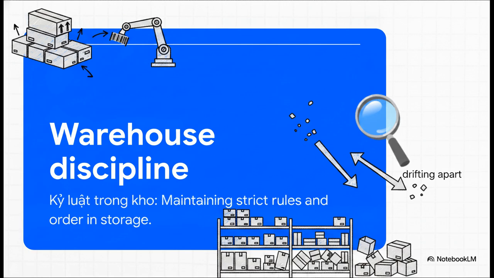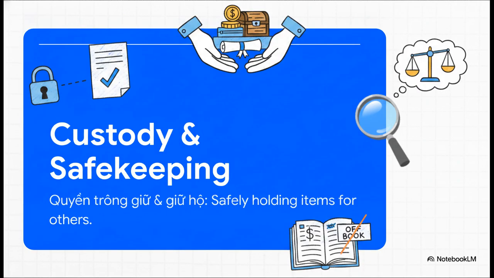Drift apart. That literally means they separate and just no longer match each other. What about holding stuff that isn't actually yours? That involves custody. This is the legal right or responsibility to guard something.